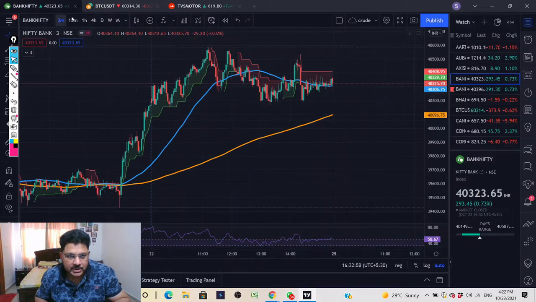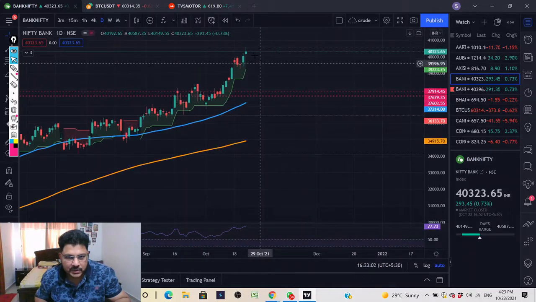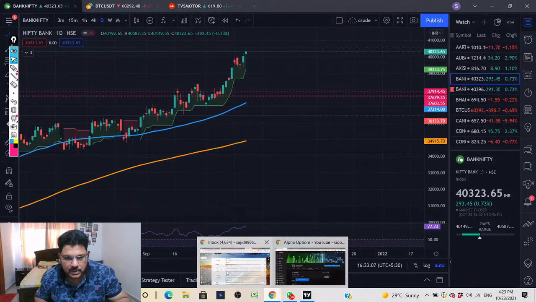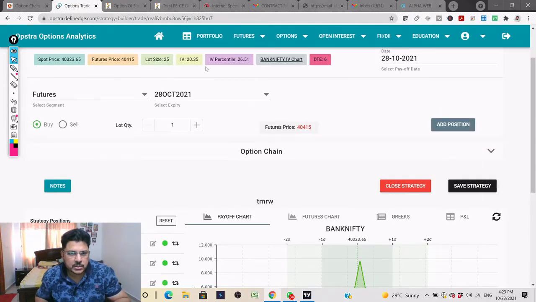Right now my strategy is that, looking at the daily charts, I have definitely taken a position which is towards the upside. Maybe I'll show you the position which I am holding right now. Opstra portfolio.